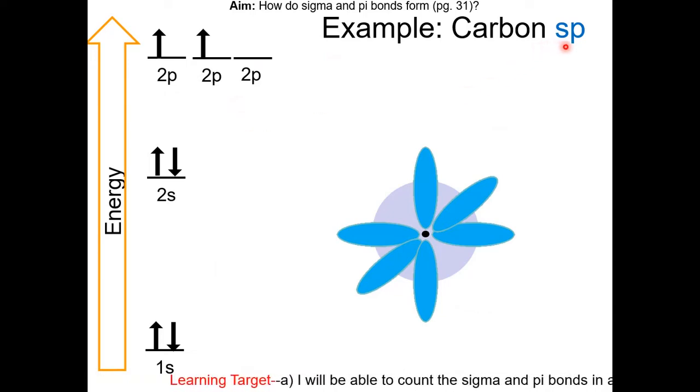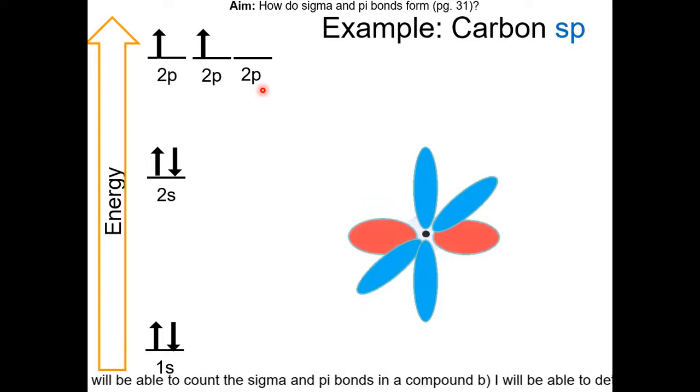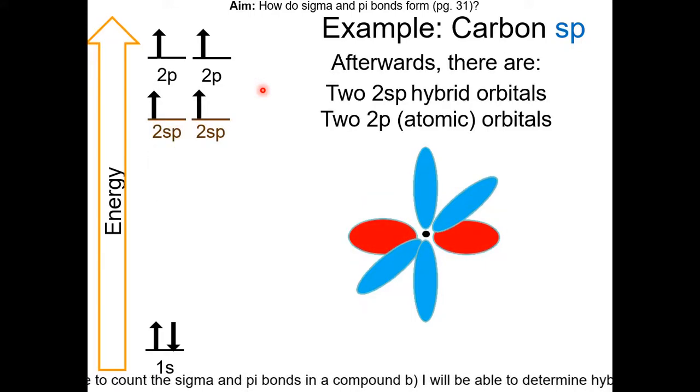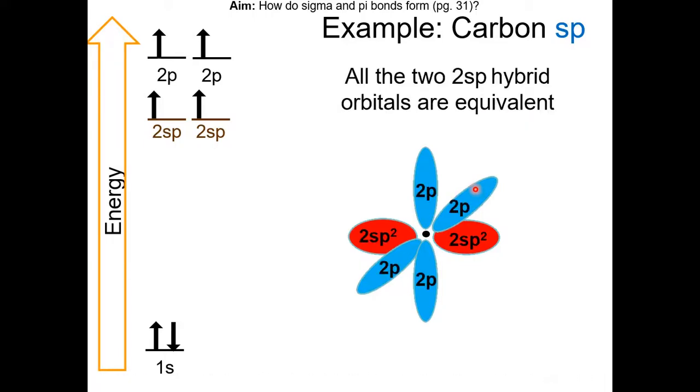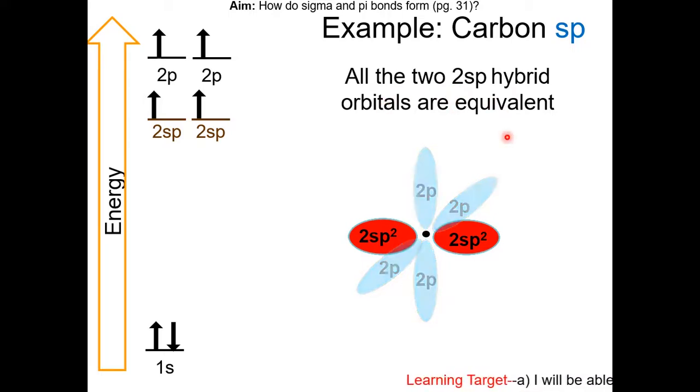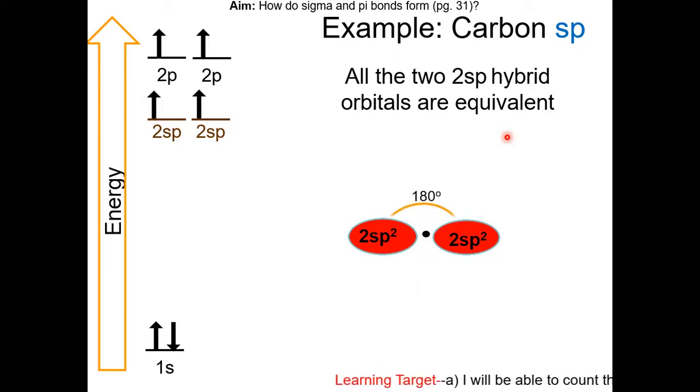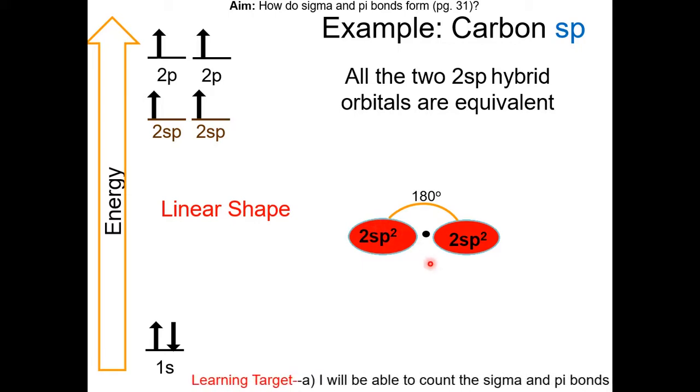For sp hybridization, we are going to mix a 2s orbital and one 2p orbital. After hybridization, we form two 2sp hybrid orbitals. Notice that two of the 2p orbitals remain unmixed. Both of the 2sp hybrid orbitals are equivalent. If we temporarily remove the 2p orbitals, we can see that it formed a linear shape with 180 degrees between the two sp hybrid orbitals.